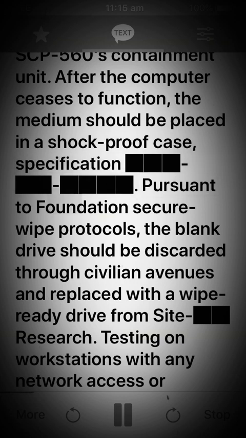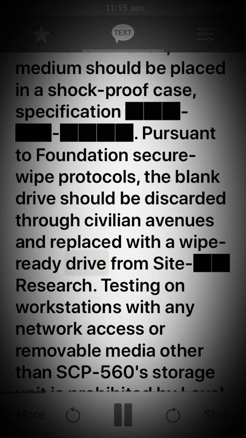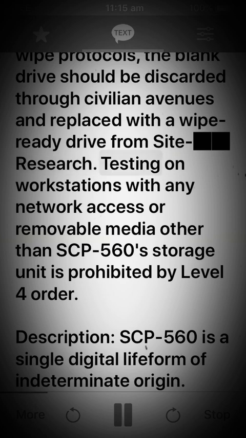Specification: Pursuant to Foundation Secure Wipe protocols, the blank drive should be discarded through civilian avenues and replaced with a wipe-ready drive from Site Research. Testing on workstations with any network access or removable media other than SCP-560's storage unit is prohibited by Level 4 Order.